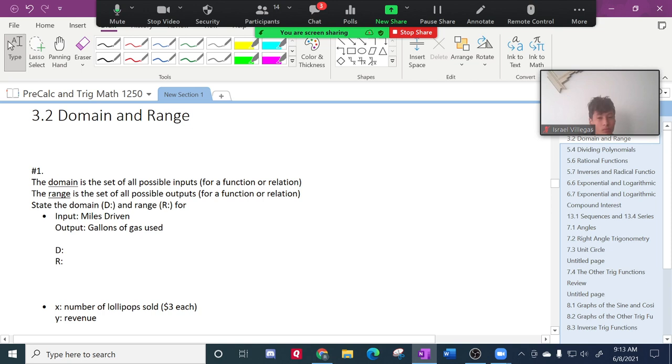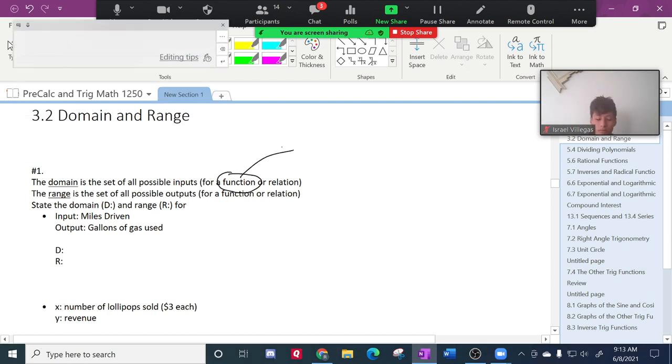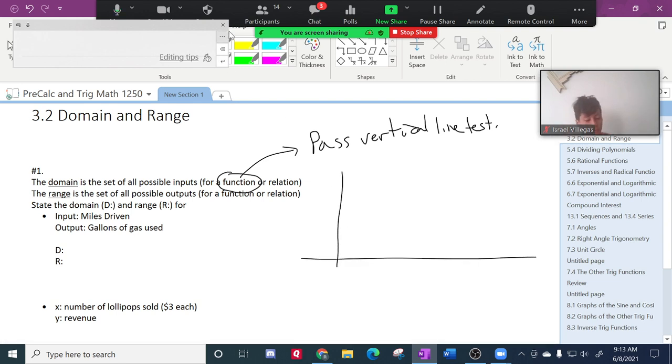If you need a quick reminder of that, functions, they pass the vertical line test. So, you ever seen a stock market curve that looks like this?